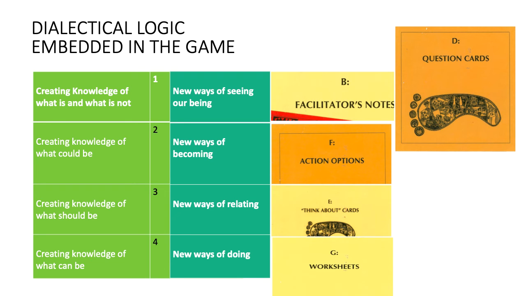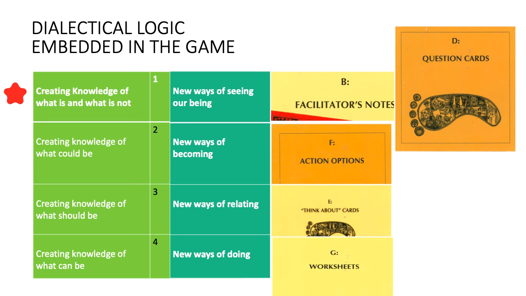So if you take a look at this game as a whole, I hope you'll be able to see that there is a dialectical logic embedded in the game. Looking at the first aspect of the dialectic, creating knowledge of what is and what is not. The Facilitators Notes give you a good understanding of what is from a structural perspective, the things that underpin the choices that you make regarding your footprint.